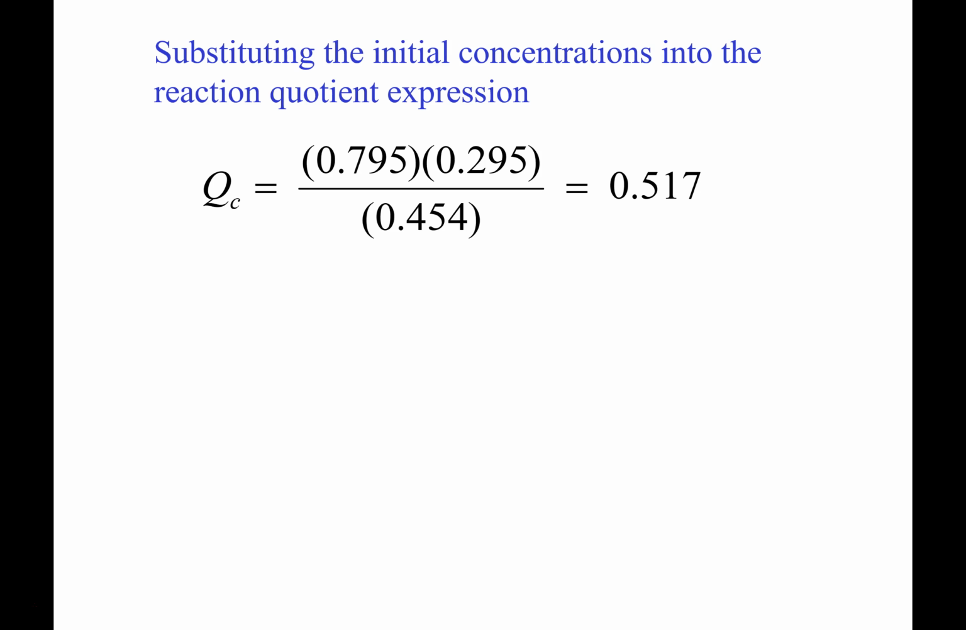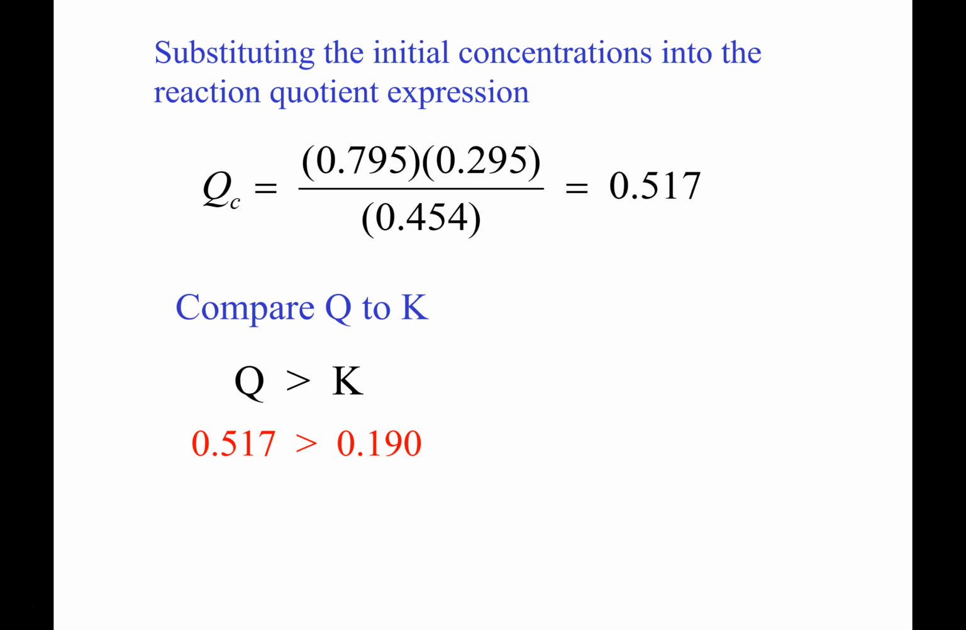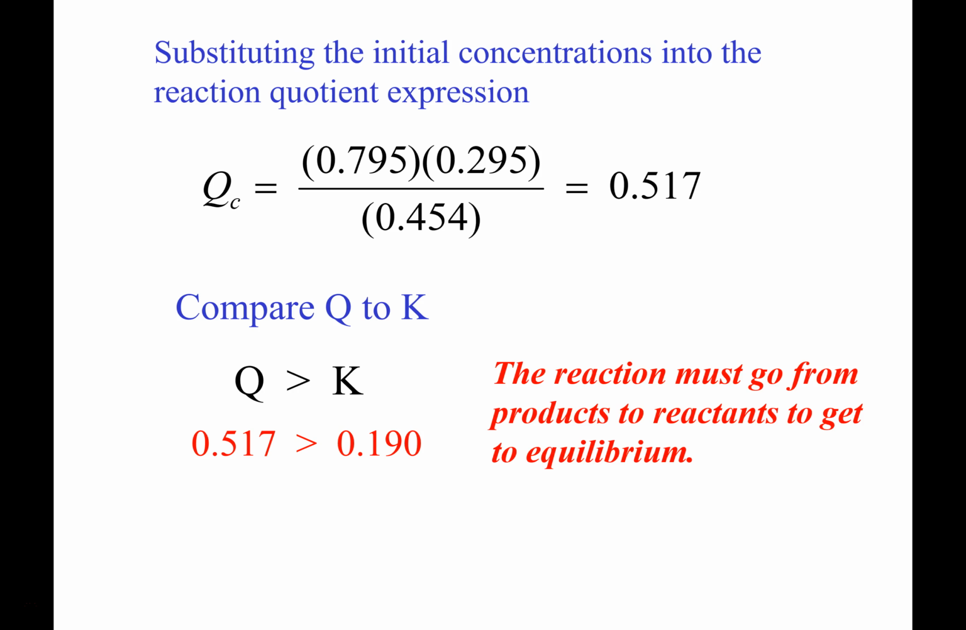So you're looking at a reaction quotient of 0.517. Was that greater than or less than? It's greater than, so it's too big. Which way is it going to go? Yes, toward the reactants. It's too big, so we need to take some of the products and convert them into reactants.